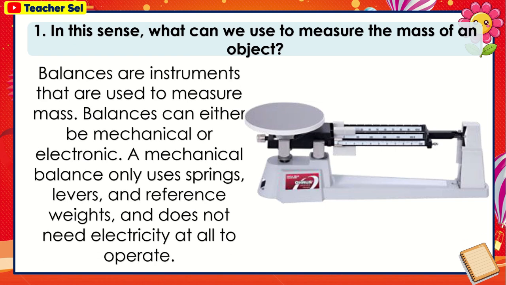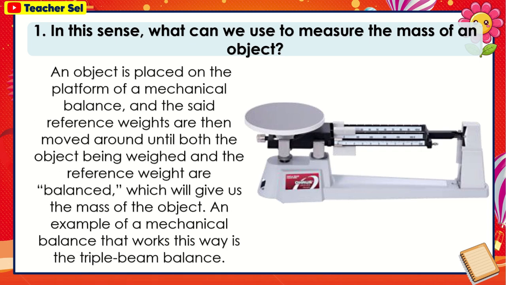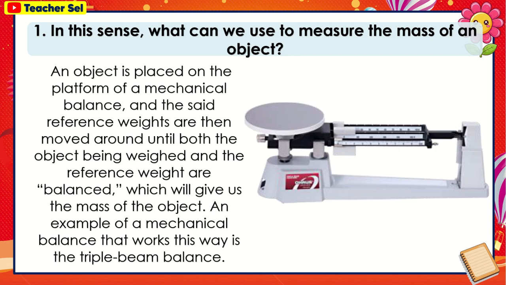Balances are instruments that are used to measure mass. Balances can either be mechanical or electronic. A mechanical balance only uses springs, levers, and reference weights, and does not need electricity at all to operate. An object is placed on the platform of a mechanical balance, and the reference weights are then moved around until both the object being weighed and the reference weight are balanced, which will give us the mass of the object. An example of a mechanical balance that works this way is a triple beam balance.